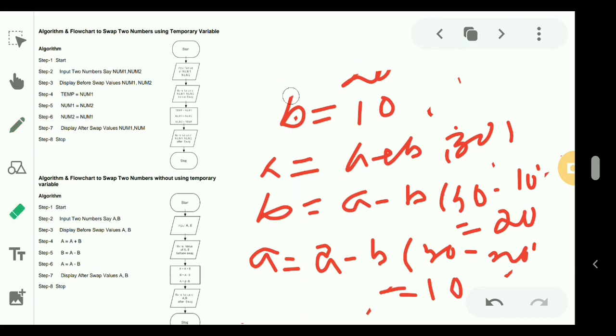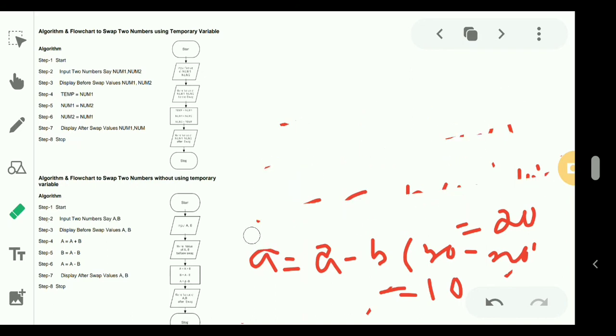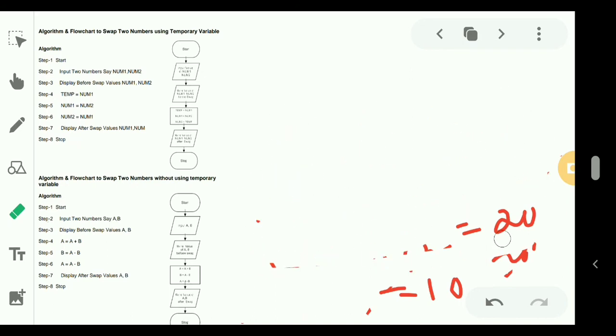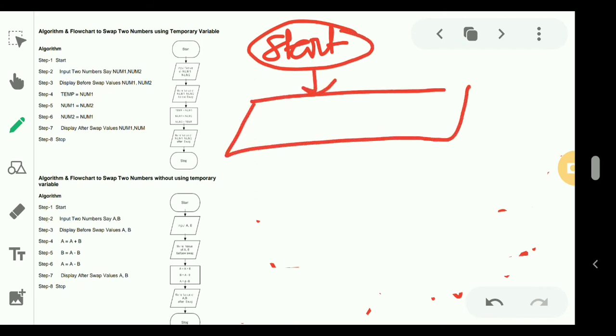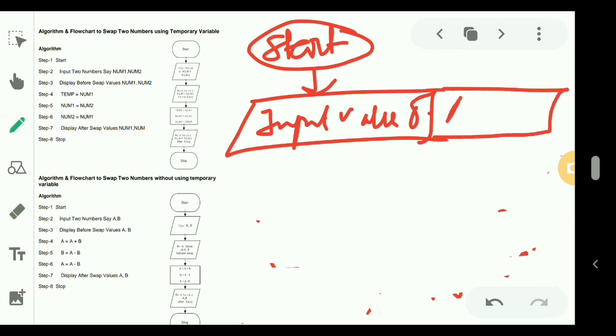Now coming to the flowchart part, how to do the flowchart. So first of all, we start. So this is done, and next we will take the input value. You can take input value of a comma b. Okay, so a comma b done.